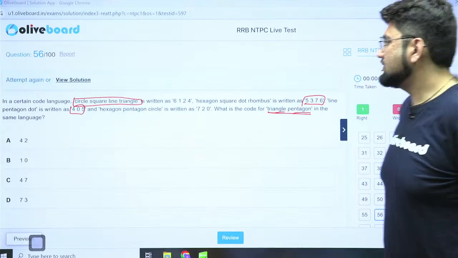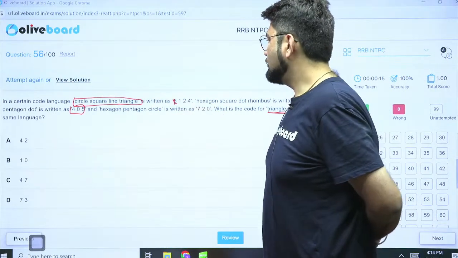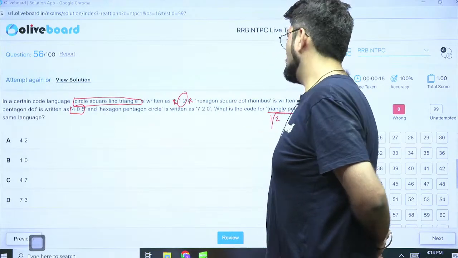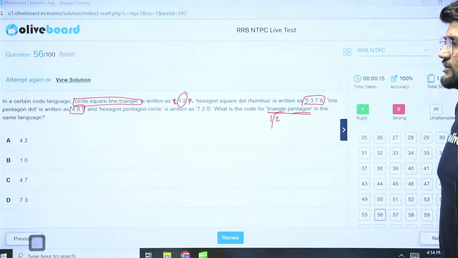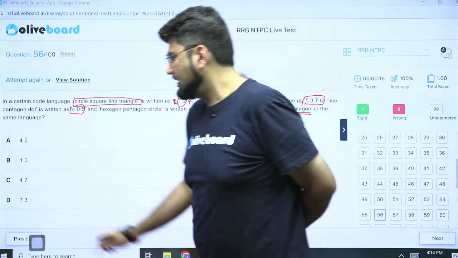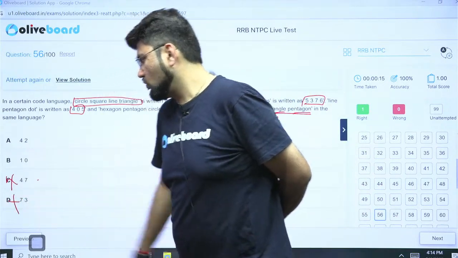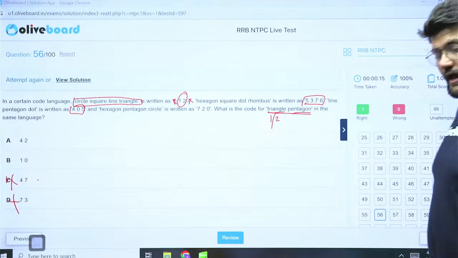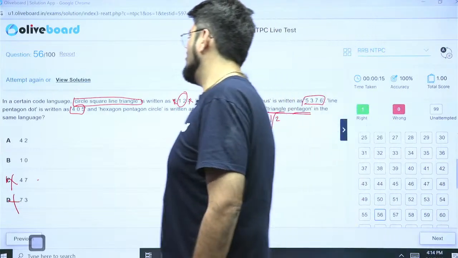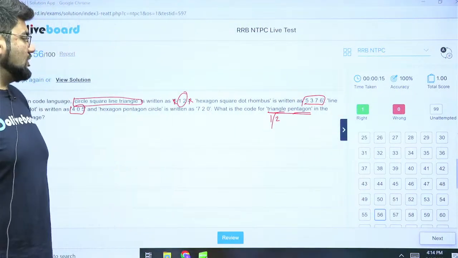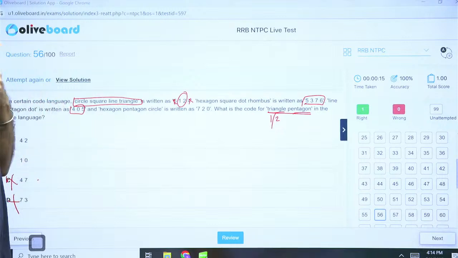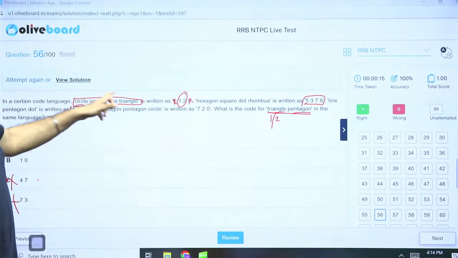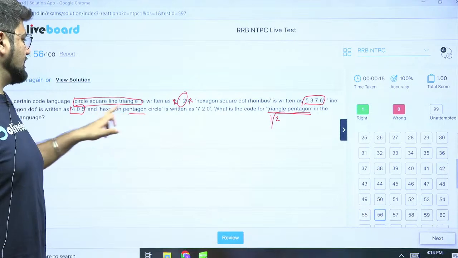In 5376, 6 cannot be a triangle, and 405 also cannot. So triangle has to be either 1 or 2. Either 1 or 2 has to be triangle. So straight away I'll delete option C and option D. Now is where you get your game. We have 2 statements which do not have pentagons. We have hexagon, square, dot, rhombus, and we have circle, square, line, triangle, because otherwise we have pentagon everywhere.